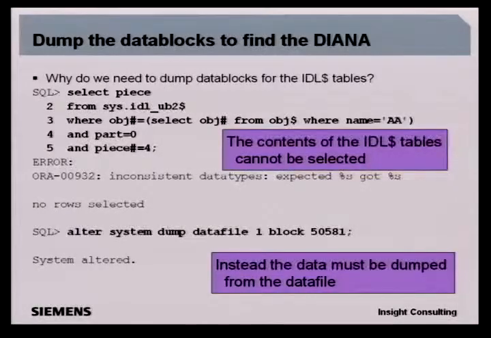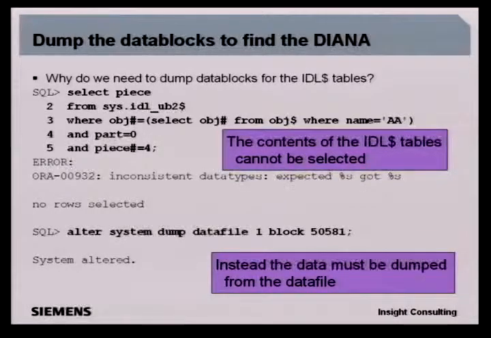So on this slide, what I was trying to do was select the actual Diana from the IDL UB2 table. I found the object identifier from obj$ for where my procedure is called AA, and I try to select out the Diana for piece 4, which is what we highlighted in the last slide. But you can't do that, it fails with an ORA-00932 inconsistent data types, because the actual data type used in the IDL dollar tables for the piece column is undefined. It's not implemented through the normal SQL interface.